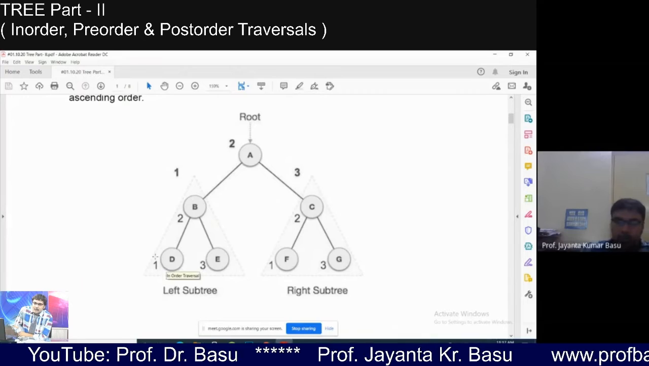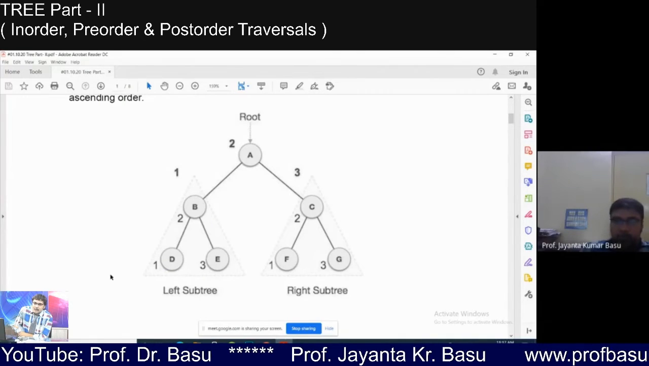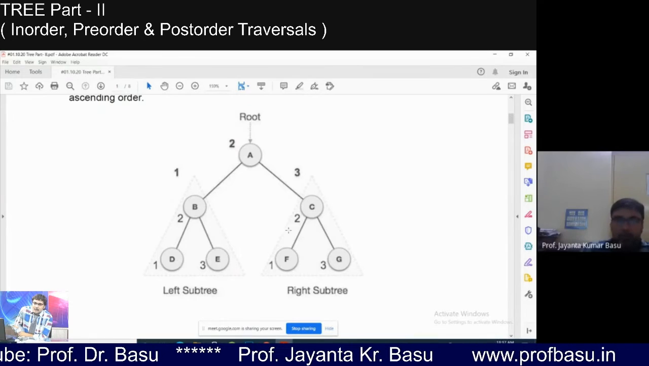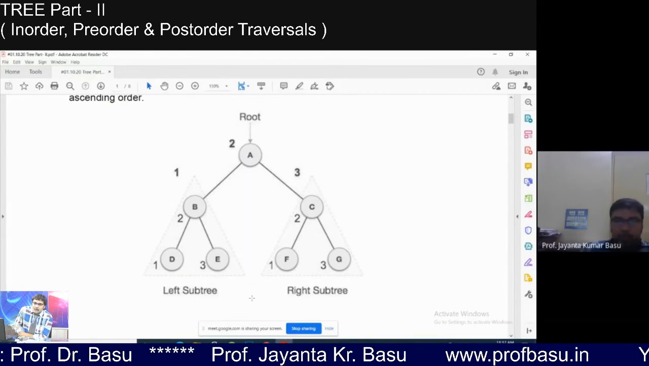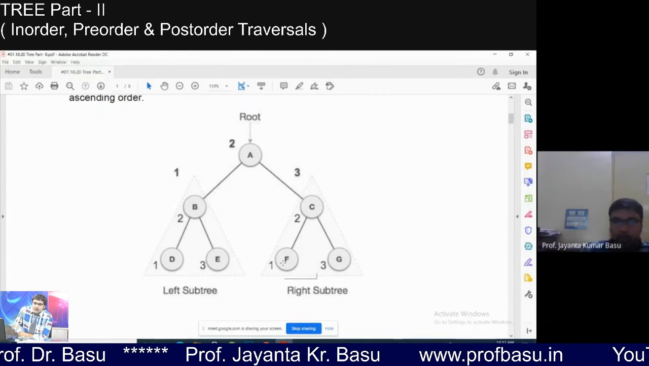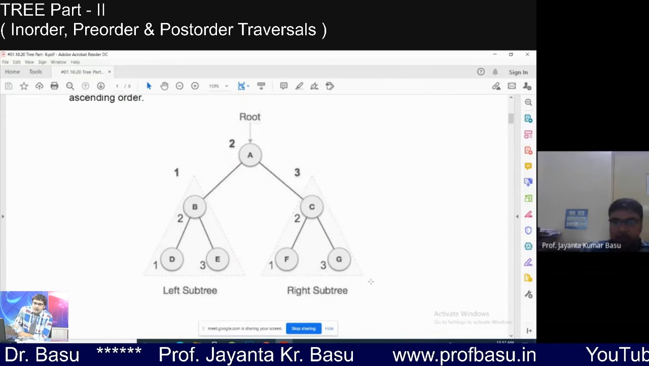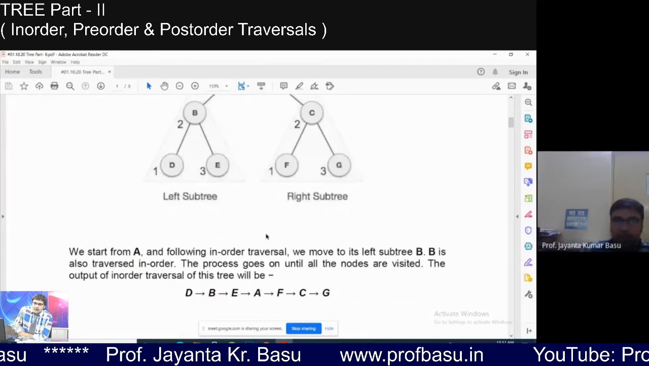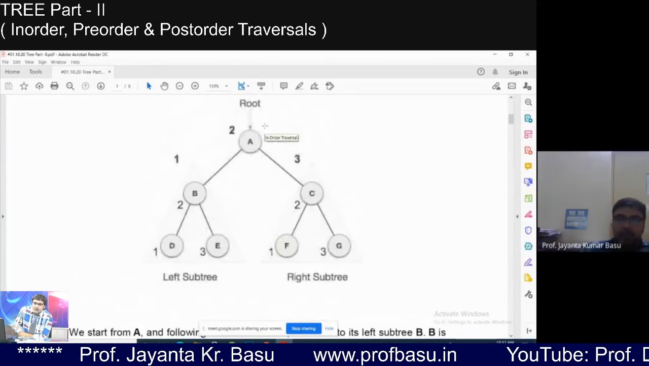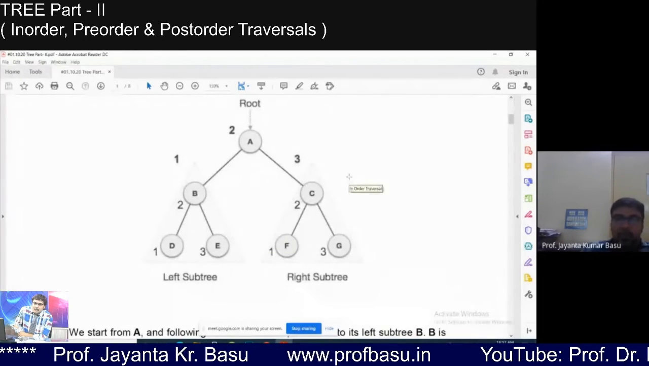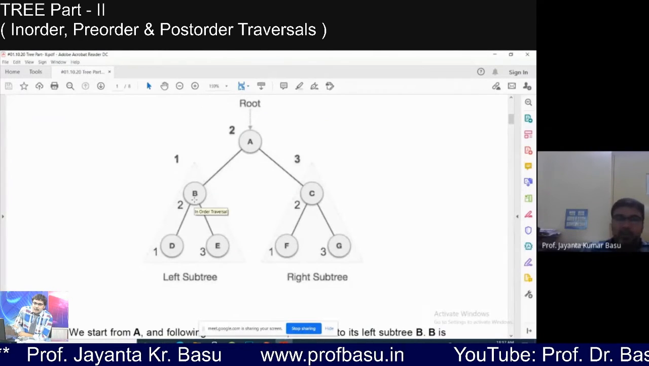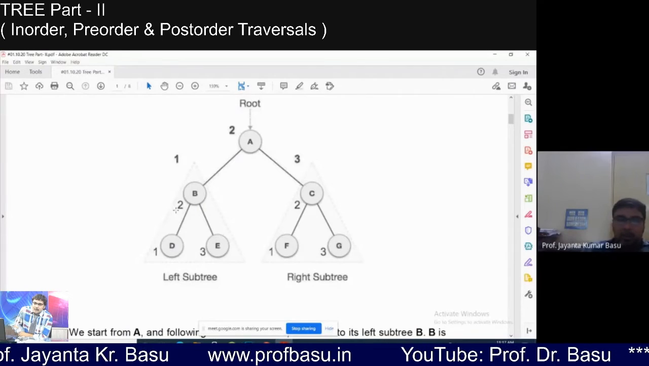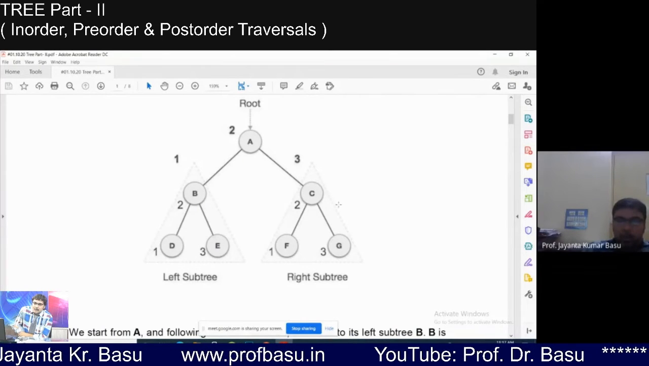So first D. If you are supposed to write the sequence of this in-order technique, what you write: D, B, E, then A, then F, C, G. Just check it out. D, B, E. I repeat, the technique is, this is for the in-order traversal. The technique is the sequence is left, root, right. First complete the leftmost part, then root, then right.